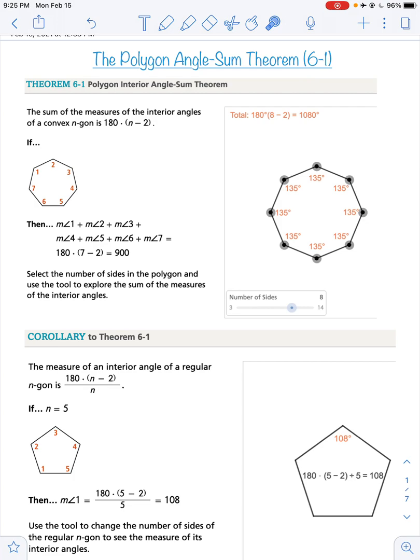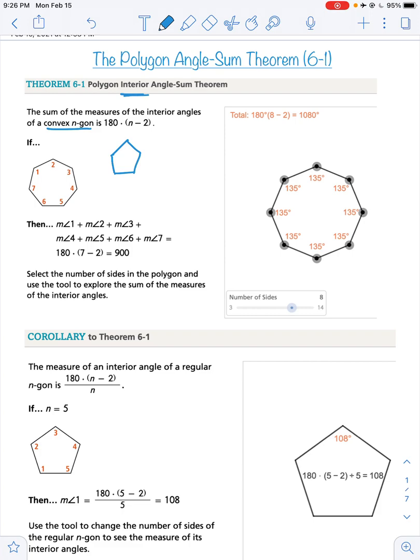Today we are going to be going over the Polygon angle sum theorem, which is 6-1. So first we're going to go over the Polygon interior angle sum theorem. The Polygon interior angle sum theorem says that the sum of the measures of the interior angles of a convex n-gon is 180 times n minus 2. What does that mean? That means if I have a polygon, and it's convex, that means that all of the angles are pointing out. So if I have a shape and all of the angles are pointing out, that's convex.